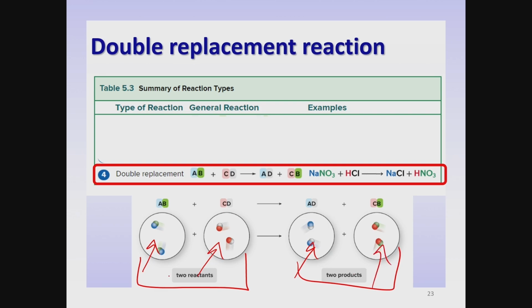Also, going back to the reactants, they must be compounds. Most of the time, they'll be ionic compounds. Sometimes they'll be molecular or covalent compounds, but they must always be compounds. If you see an element as a reactant, it is not a double replacement reaction. Finally, the products also have to be compounds. If you see an element as a product, it is not a double replacement reaction. Okay, so let me explain how this works.